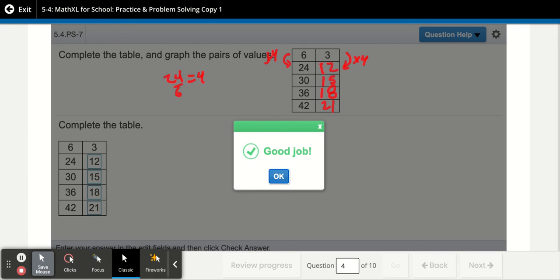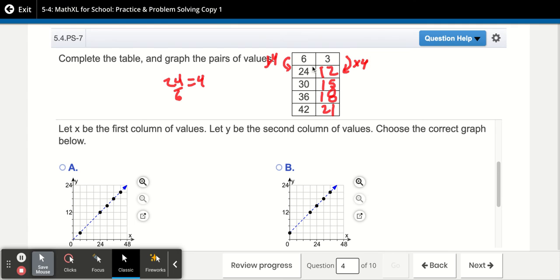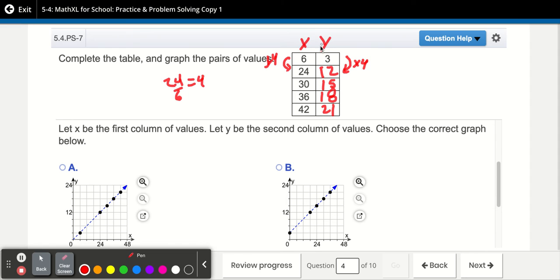Great job. I always love to see those words. Now, remember, this is x comma y. First column's x, second column's y. And we want to choose the correct graph.